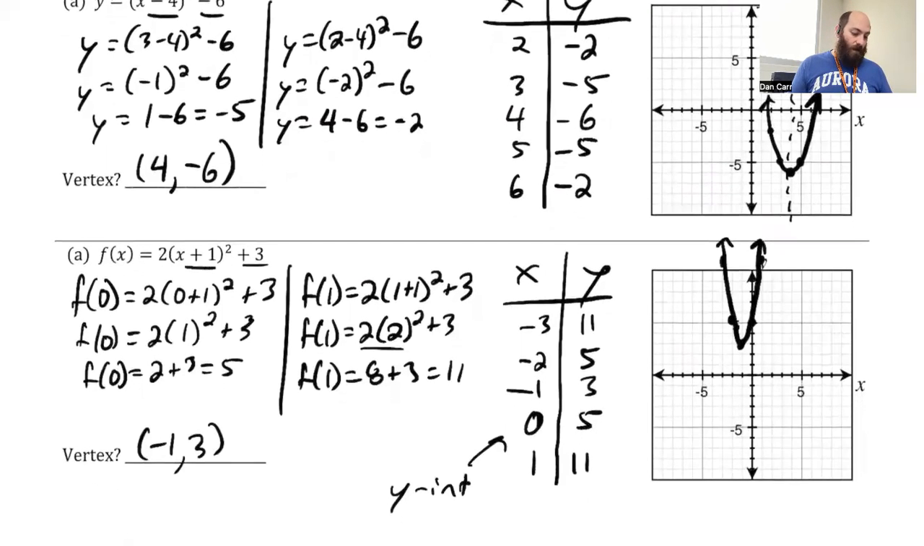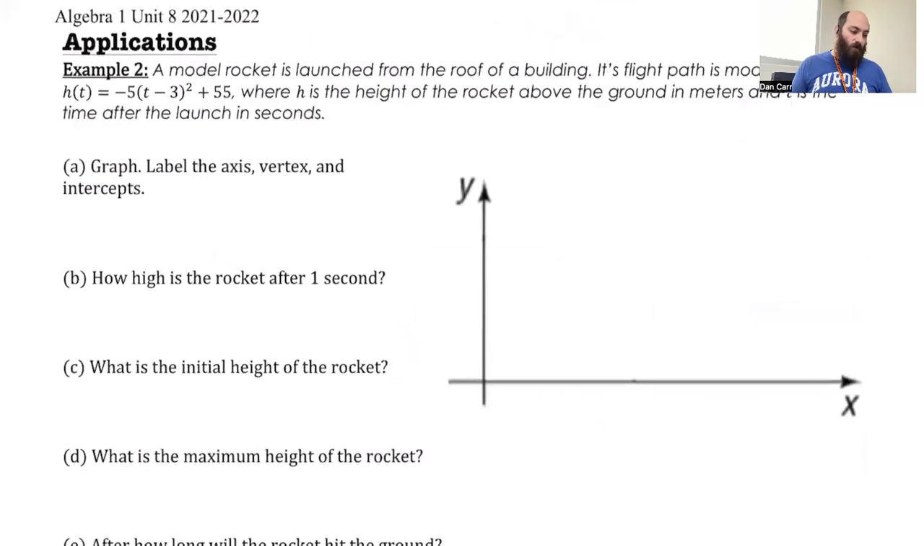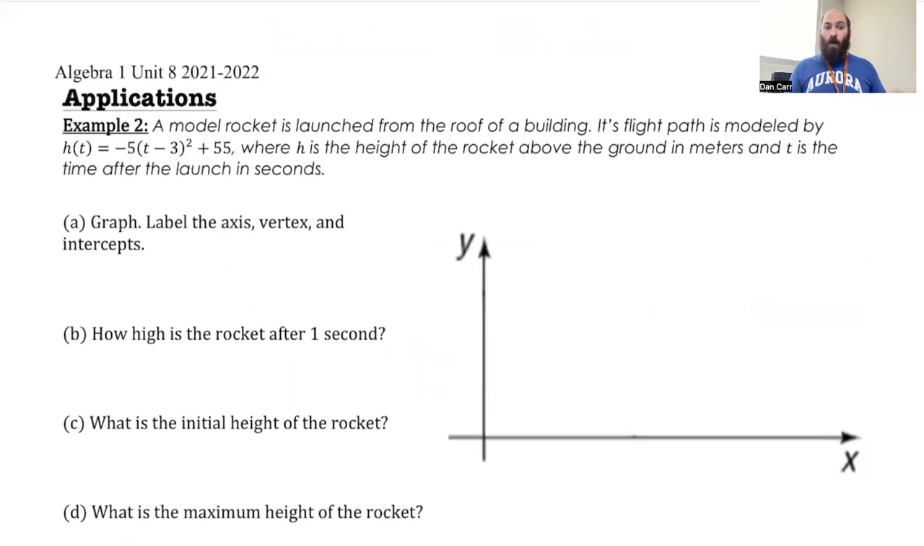All right. So application problem, we're going to look at another type of word problem here using our vertex form now. A model rocket is launched from the roof of a building. Its flight path is modeled by h of t equals -5 times (t minus 3) squared plus 55, where h is the height of the rocket above the ground in meters and t is the time after the launch in seconds. Okay, so we're going to graph this.